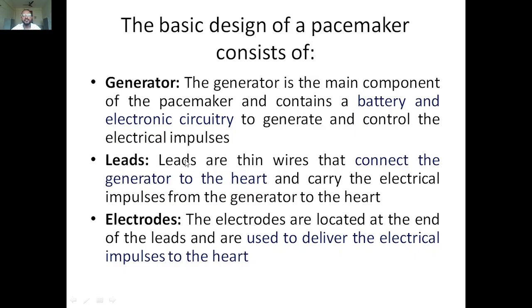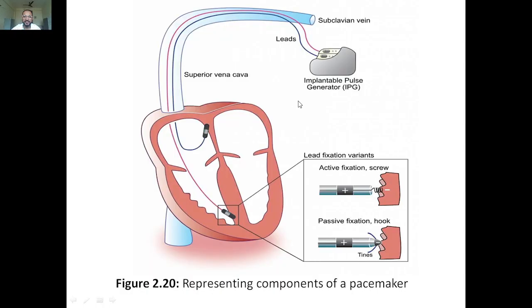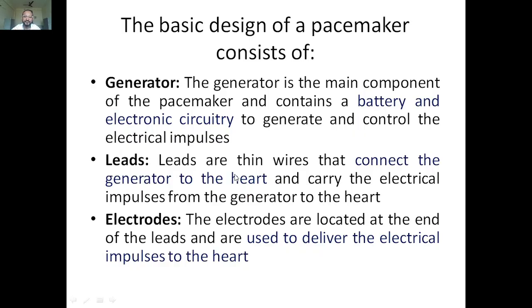So the connection will be there from the generator to the heart. Obviously it will carry the electrical impulses from the generator. Here it will generate the electrical impulse, right? This impulse generator will carry the electrical signals to the heart. One lead is for the upper part of the heart, another for the lower part of the heart. That's why we have two different leads. They are thin wires, simply to carry the electrical impulses which are produced by the generator to the heart.